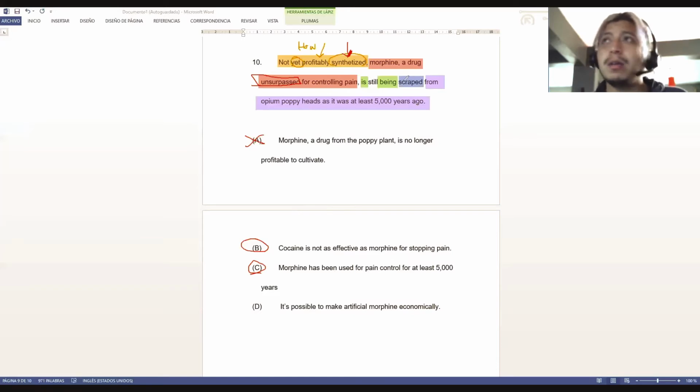Why? Because it's very expensive to synthesize. So we do it the same way it was done a long, long time ago. We haven't changed the process. It is possible to make artificial morphine economically. Well, no. I don't know if it is possible to make it, but not economically, because it is not yet profitable. Profitable means that it makes financial sense, that it makes money, that it makes sense to do it. Yeah. And right now it is not.